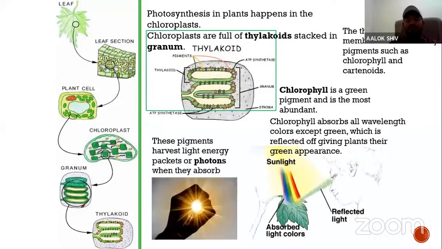This is further a subsection of the leaf. If we take a section of the leaf, we have the plant cell, and inside the plant cell we find the chloroplast, and in the chloroplast we have the granum. The granum is nothing but different stacks of thylakoids, and in the thylakoid you will find different proteins. These proteins form photosystem 1 and photosystem 2, which we are going to discuss later. And we all know about chlorophyll, right? Chlorophyll is the green pigment and it is the most abundant, and this is generally asked in examinations.